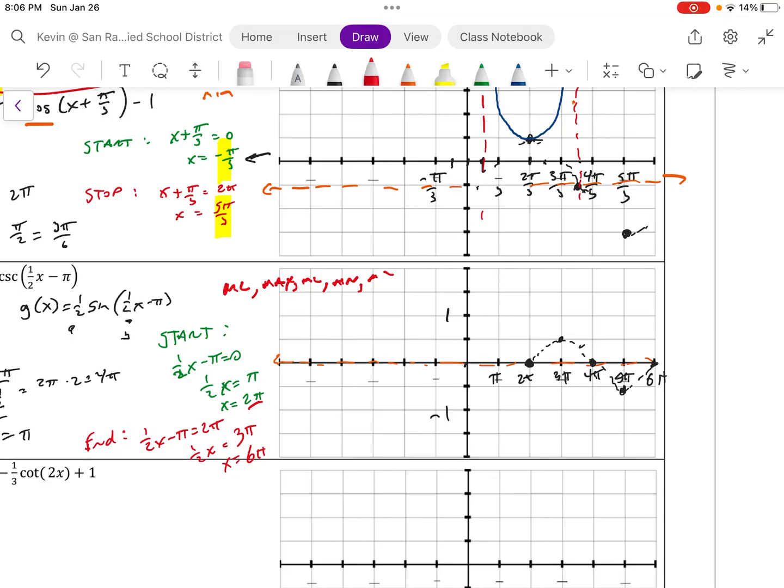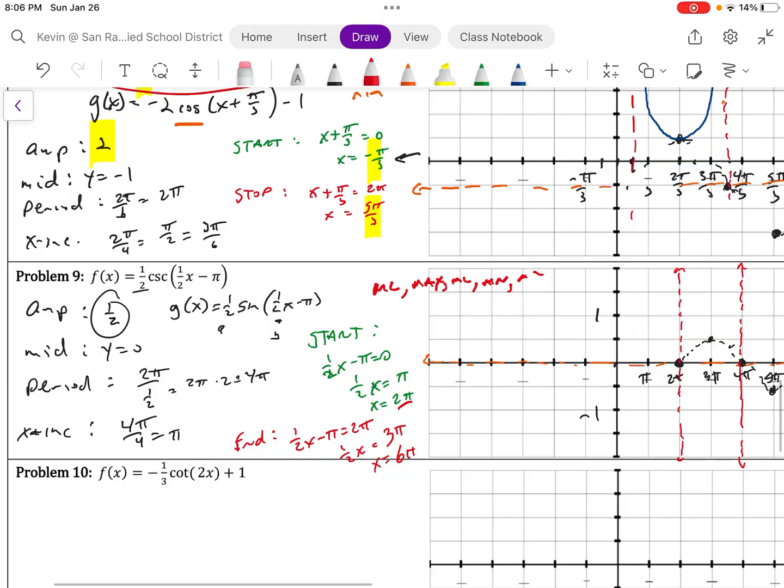Okay, and then asymptotes. Again, always asymptotes are where our graph crosses the midline. And in this case, yep. Okay.